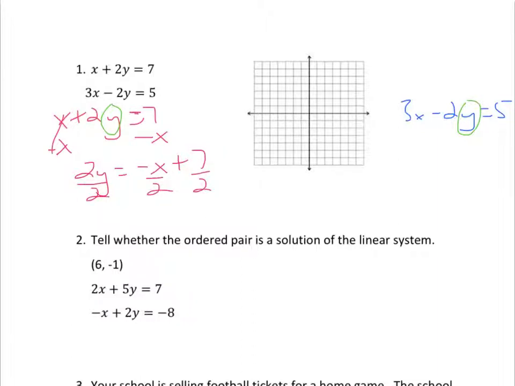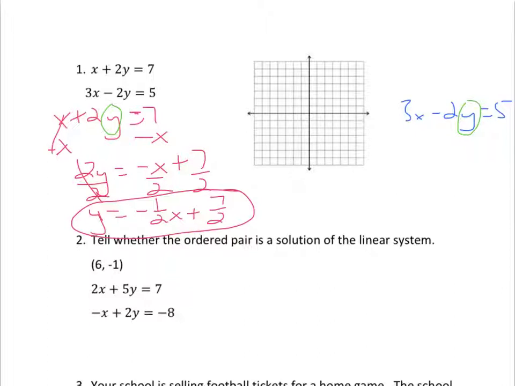Divide everything by 2, and we've got our equation y equals negative 1/2 x, because the coefficient in front of the x is a negative 1 since there's nothing there, plus 7 over 2, or 3.5, whichever one you're more comfortable with. Now that's helpful in helping us to graph this. So now we can graph it.